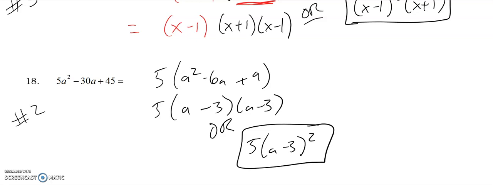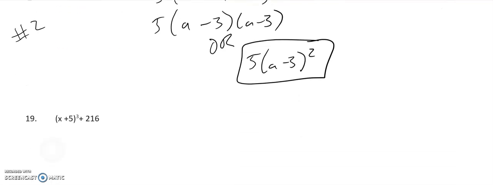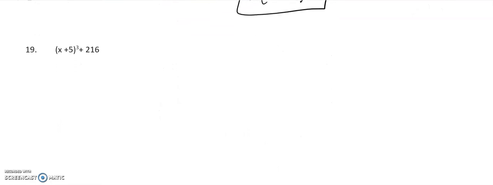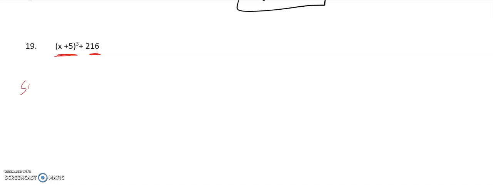Okay. And our very last problem is number 19. It only has 2 terms. This is one term, this is another term, because again, terms are separated by addition or subtraction. But it's not a perfect square, it's a perfect cube. So this is a SOAP problem. The cube root of x plus 5 cubed is simply just x plus 5.